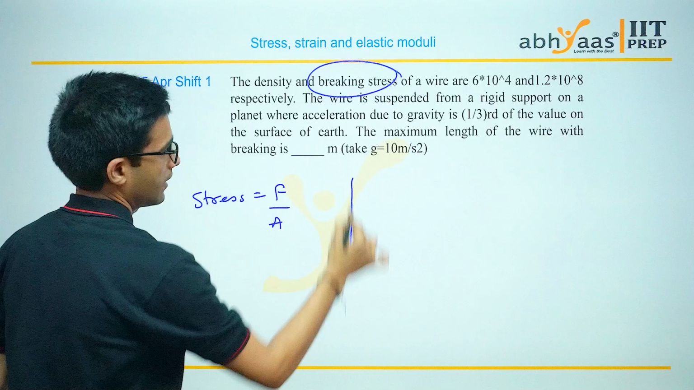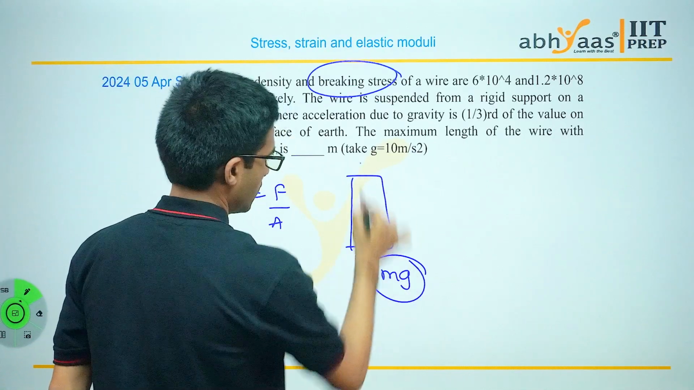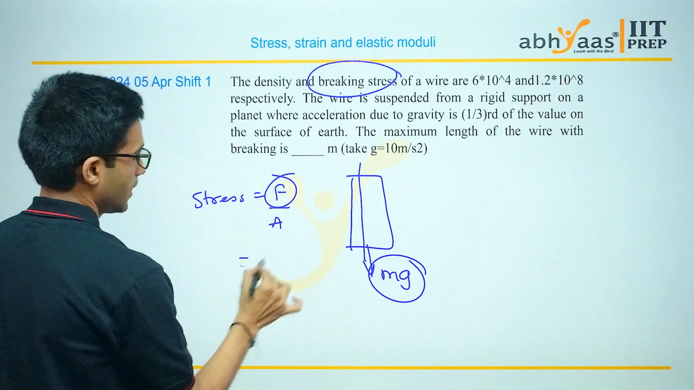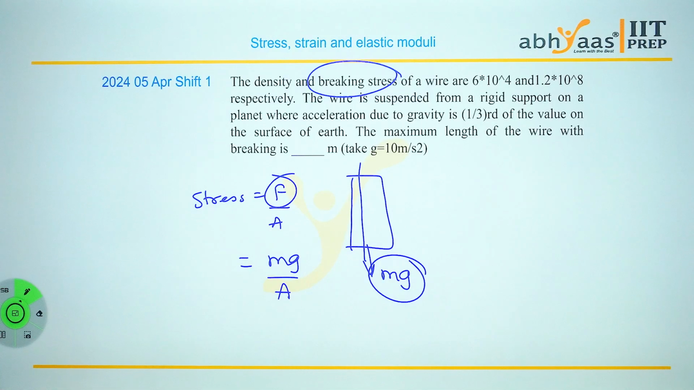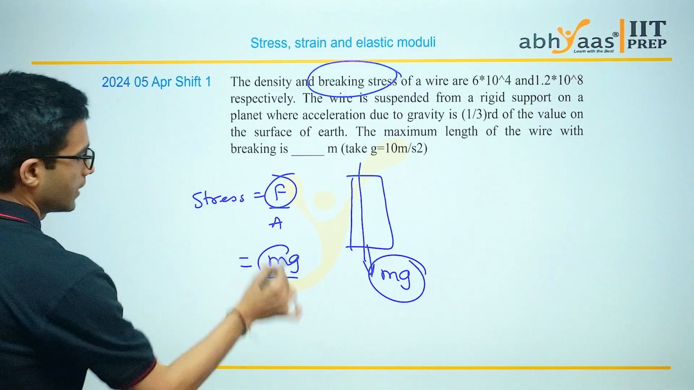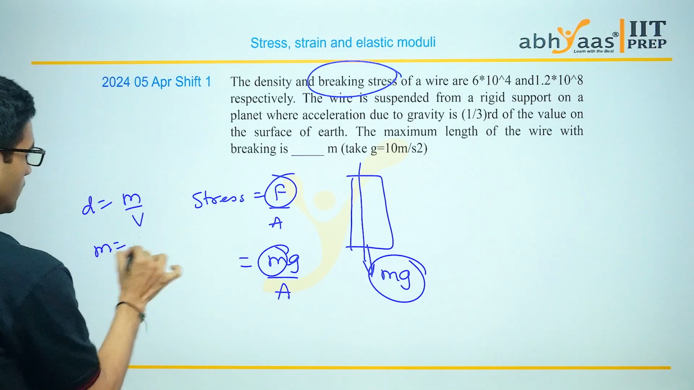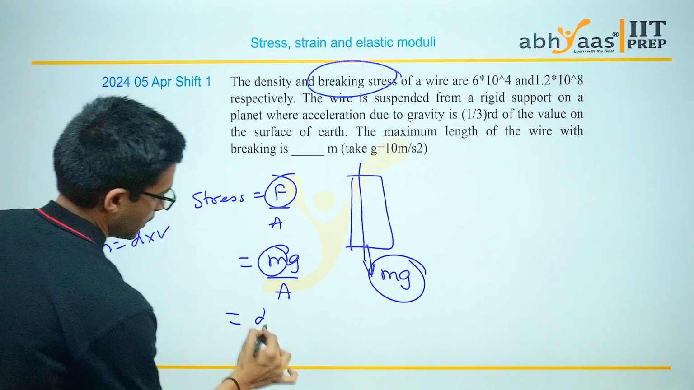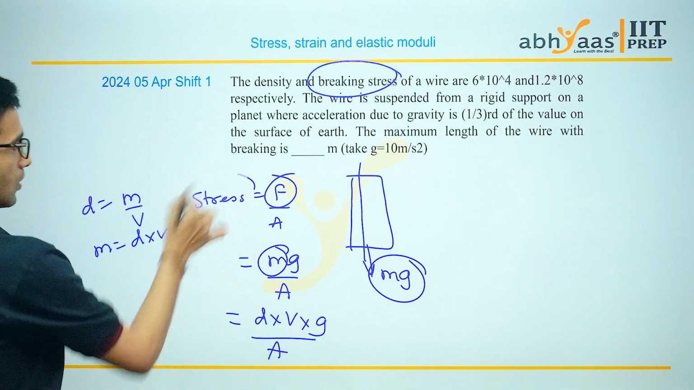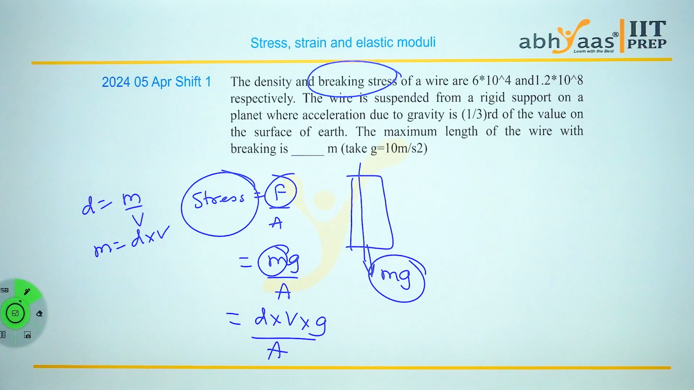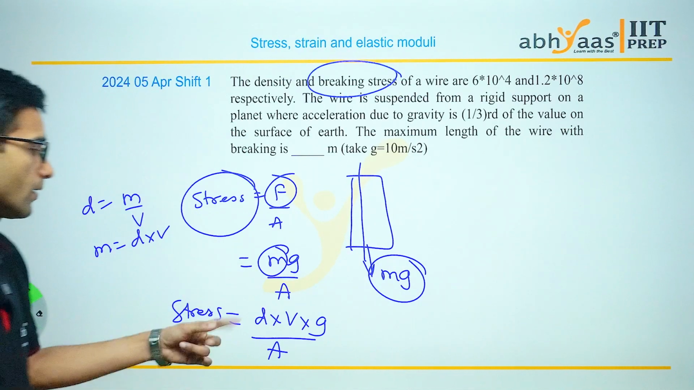But what happens? A wire is suspended like this. So in this one, what is the force that is there? mg per area. But what we need to calculate? Length. But you know, density equals mass per volume, so mass is equal to density into volume. So density into volume into g by A is equal to stress. Stress is given already, but we don't know the area.